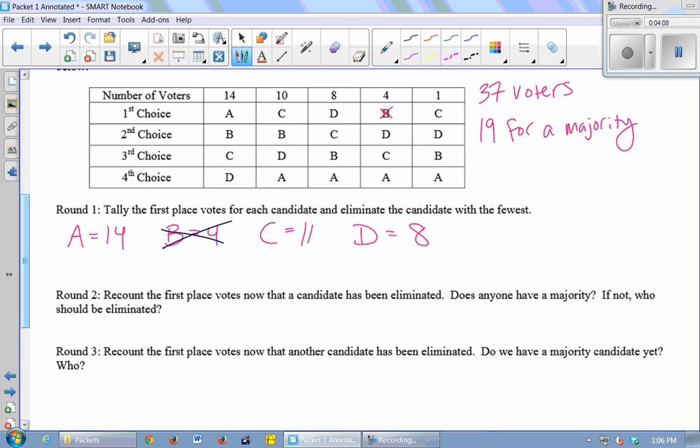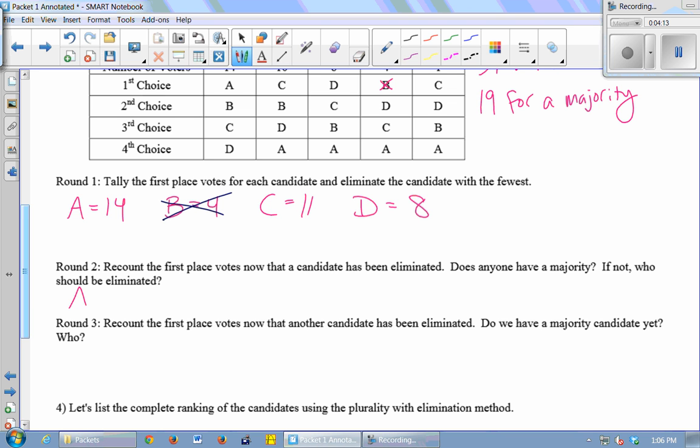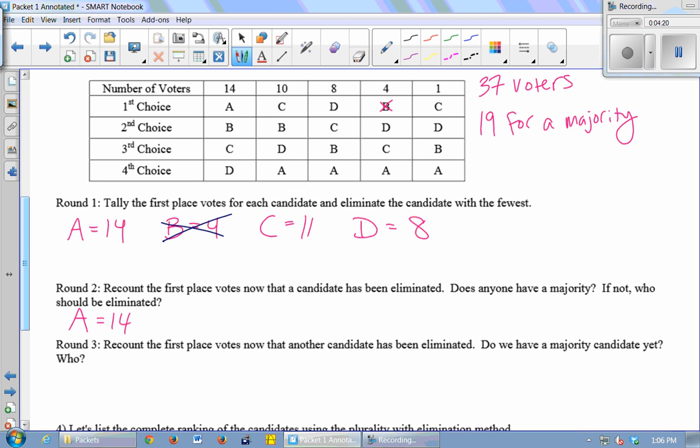So we recount the first place votes now that candidate B has been eliminated. A still has 14. B is gone. C still has 11. And D has the 8 it had before, plus the 4 votes that used to be B's, so plus 4, making 12. Does that make sense? Yep. Does anyone have a majority? No. No one has 19 yet.